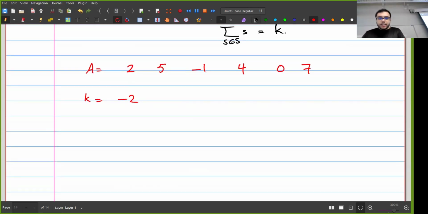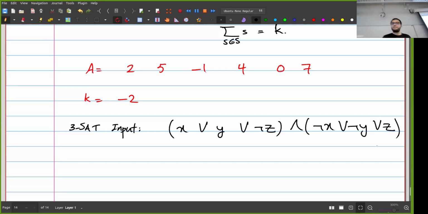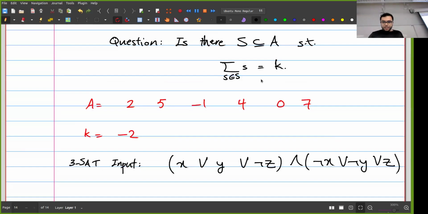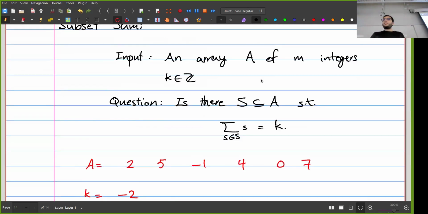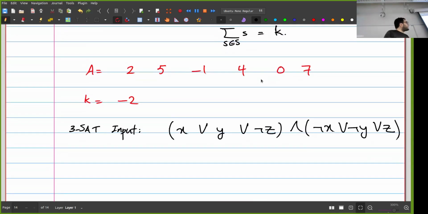Okay, so let's say I have a 3-SAT input, and let's say my input is something like this: X or Y or not Z, and not X or not Y or Z. I want to translate this to this. And it's very weird because it seems like they have nothing in common. But the trick is in how I create my integers.